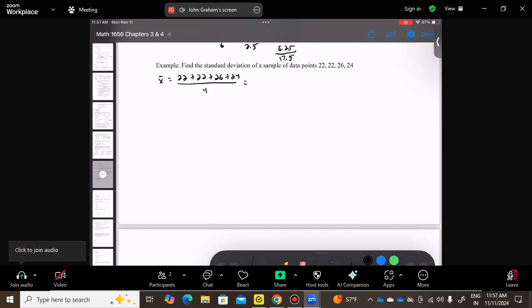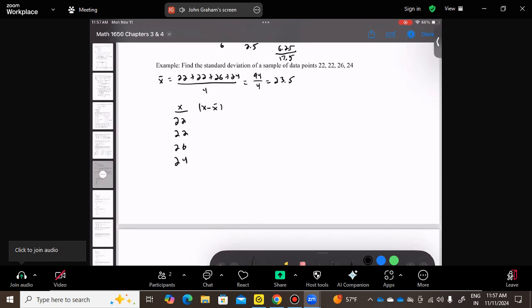So this would be 94 over 4, which is 23.5. And then we look at each of these x values. And if they repeat, we repeat them as well. Find the difference with the mean.